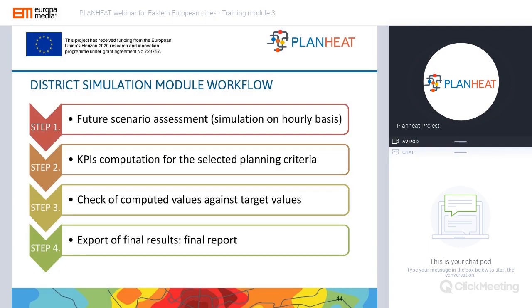Okay, going on with the district simulation module workflow. It has 4 steps: simulation on an hourly basis for future scenario assessment, KPI computation for the selected planning criteria, and the check of computed values against target values, so that the user can export the final results as a final report.